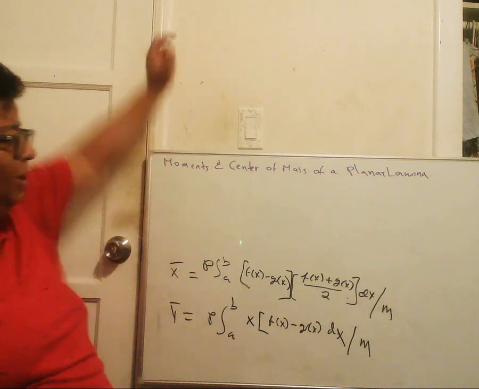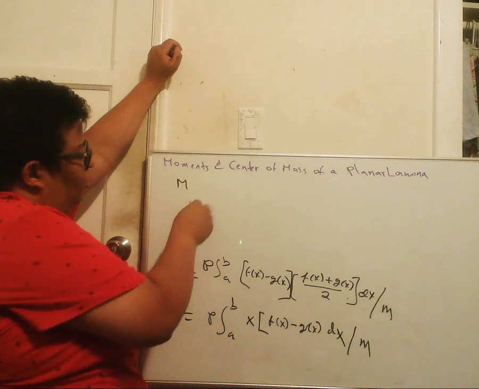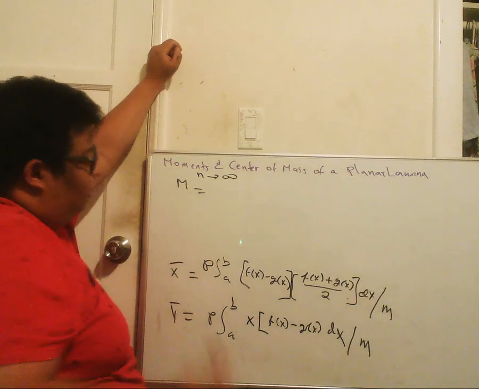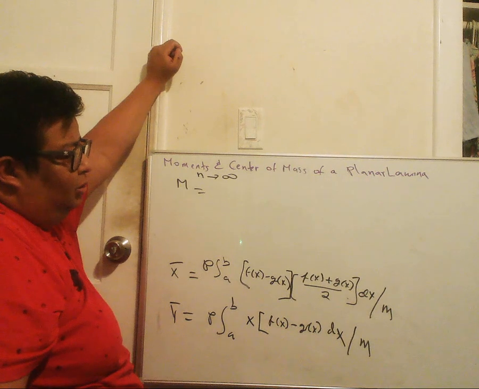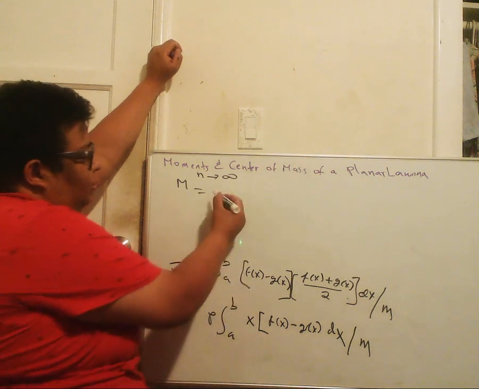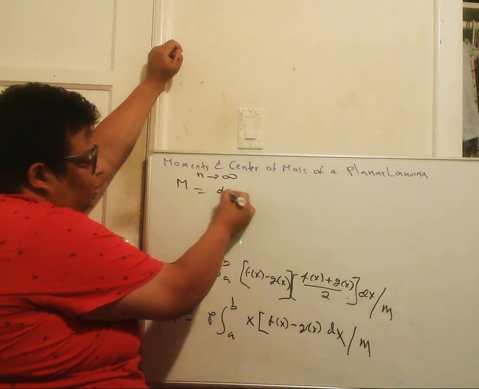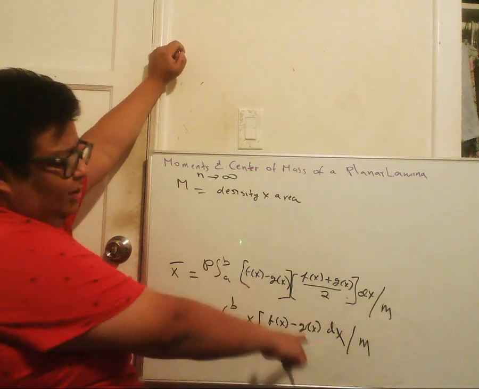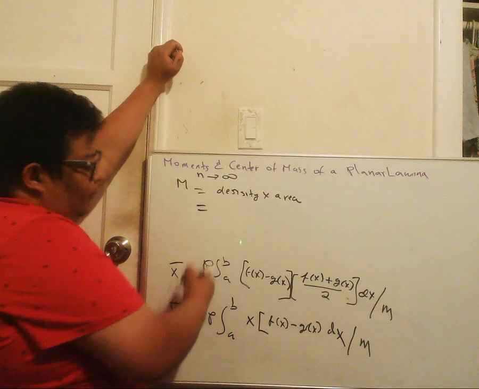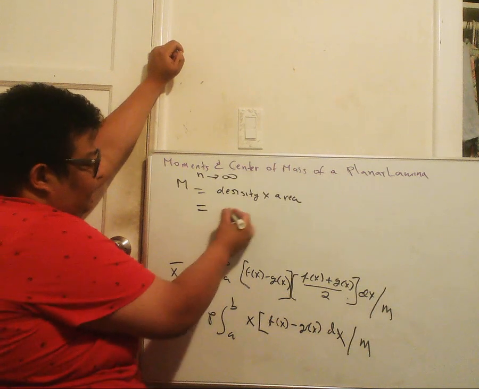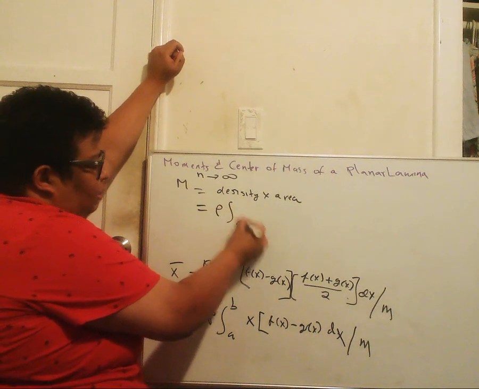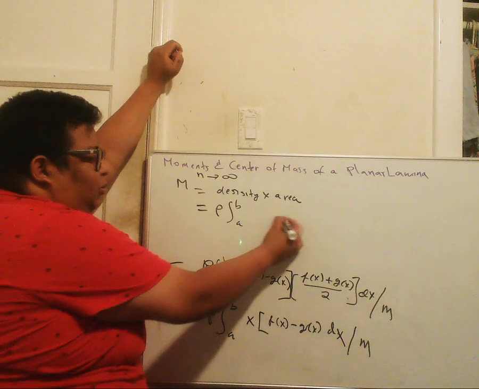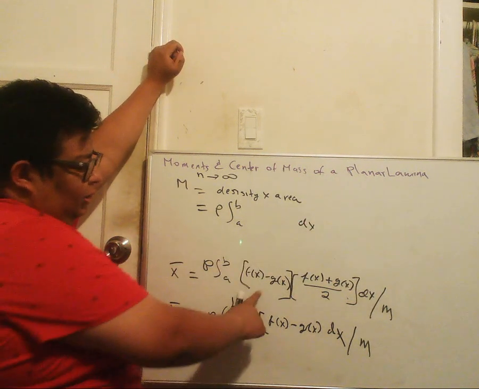So remember, the mass of the planar lamina, we did n approaches infinity, so that means that the mass is going to be equal to, remember, the mass of the planar was equal to density times the area. So this m is equal to the integral of rho from a to b of the area. And what is the area? The area, of course, we're going to have delta x, and then we're going to have this one.